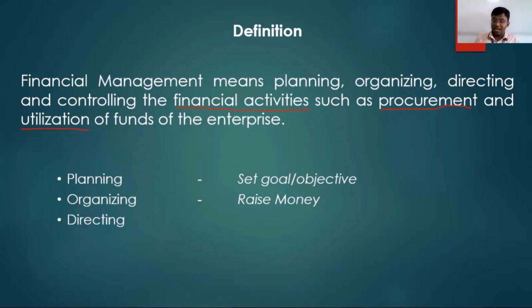The third is directing. So what happens over here? Here you're trying to channelize your money. You have got the money, now you're trying to channelize it. You have set an objective, and to meet that objective, you're raising the money, and then once you have raised the money, you're utilizing it.